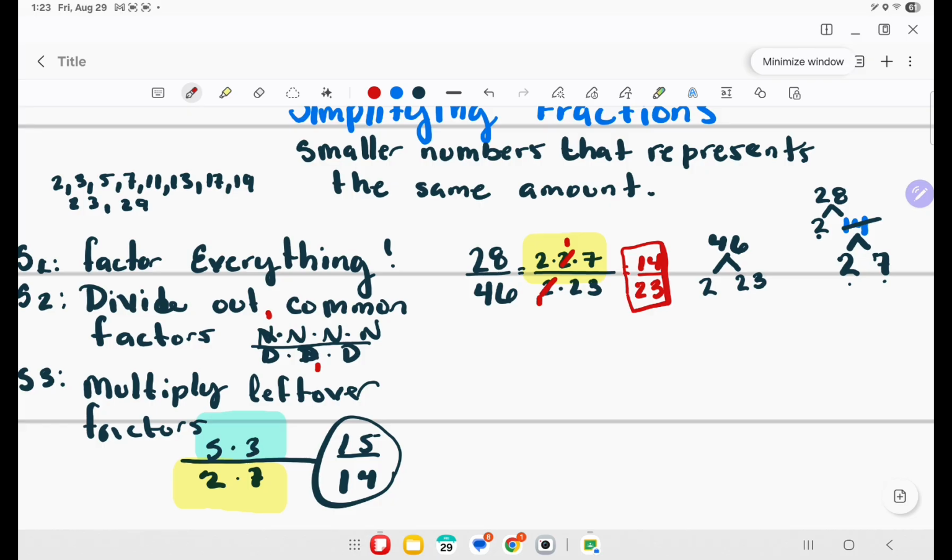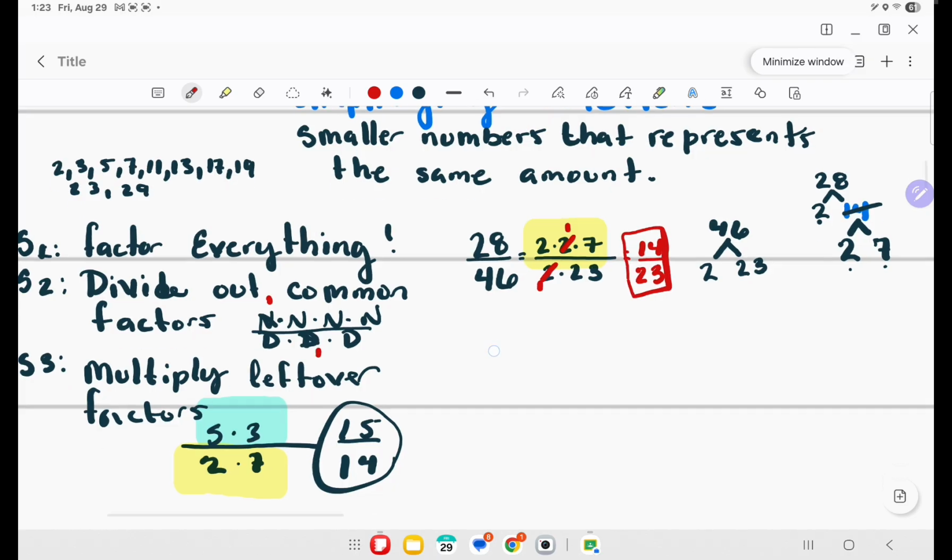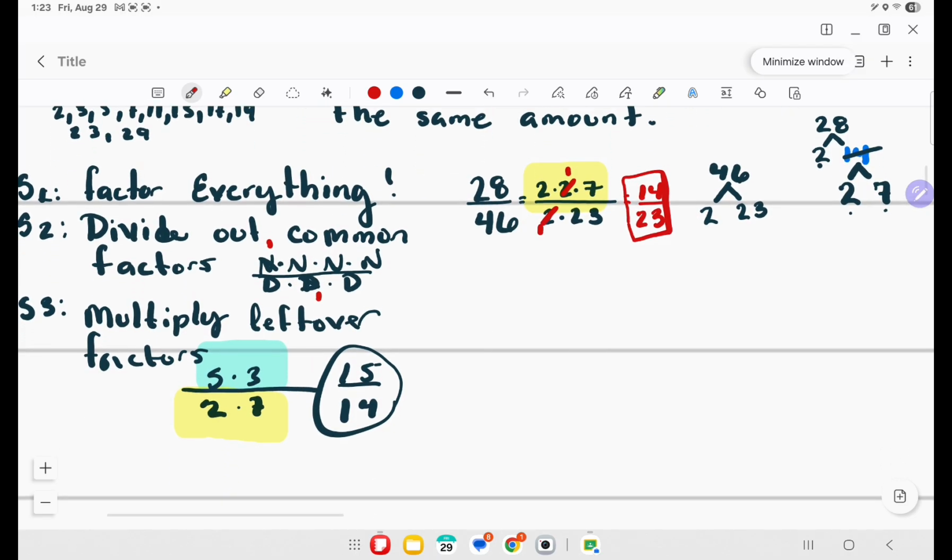All right. Let's try it again. Be so good at it, you're bored. All right. Here we go. Let's try 90 over 105. We're doing what we did on Wednesday and applying it to what we got today.